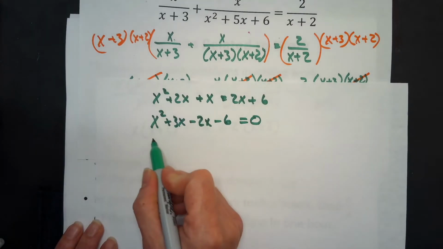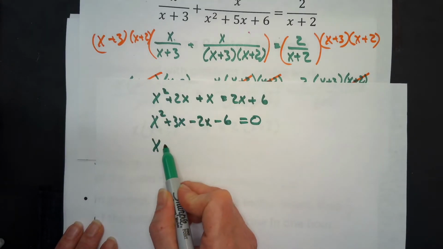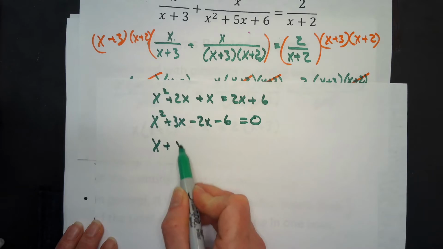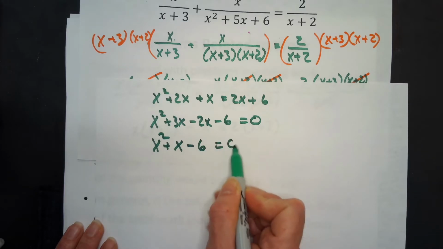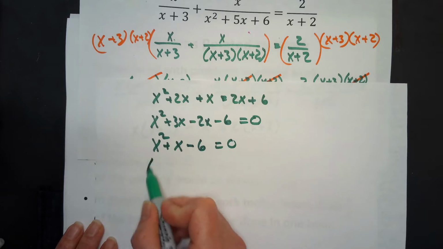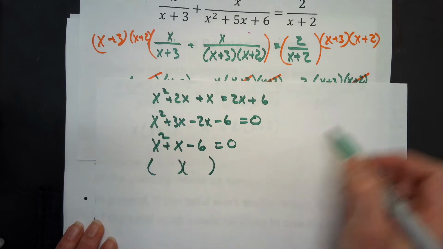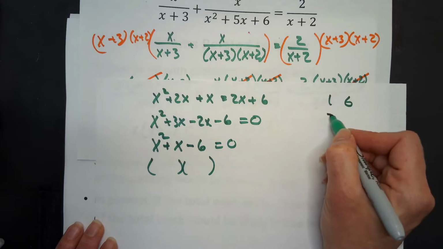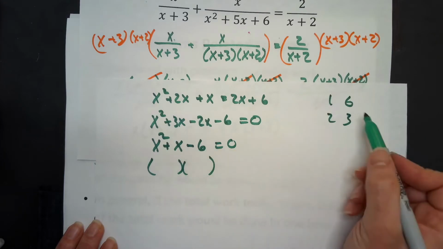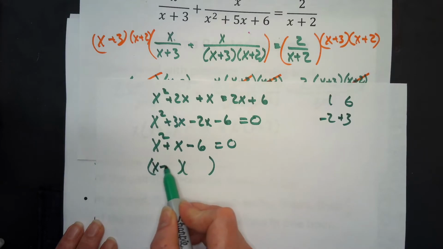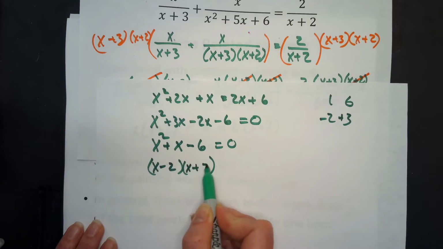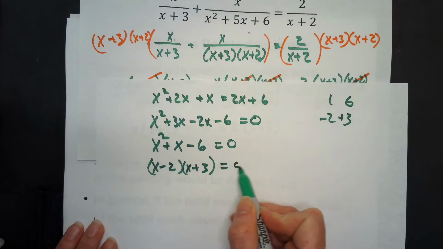So that's going to give us x squared plus x, excuse me, minus 6 equals 0. So now I'm going to have to factor this because it's an x squared. Let's see if it factors nicely. So I need factors of 6 whose difference is positive 3. Well, positive 3 and -2 will work. So x minus 2 and x plus 3 will give me my 0 back out.